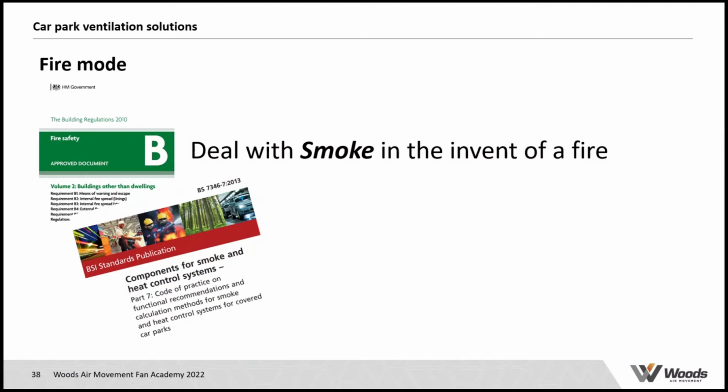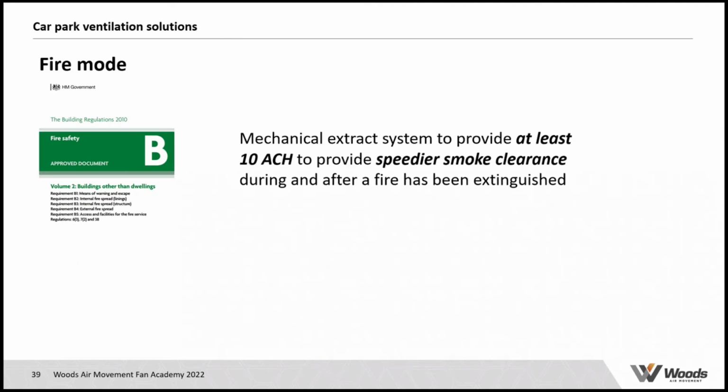Again, as per the UK building regulations, the car park ventilation system is also to be designed to deal with smoke in the event of a fire. That is defined as a mechanical extract system to provide at least 10 air changes, to provide what they call speedier smoke clearance during and after the fire is being extinguished.